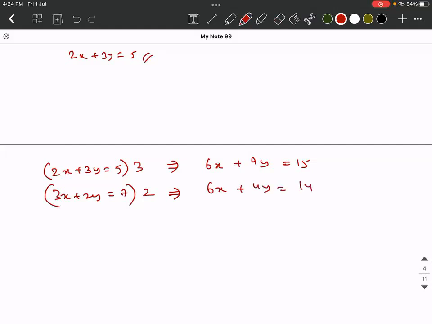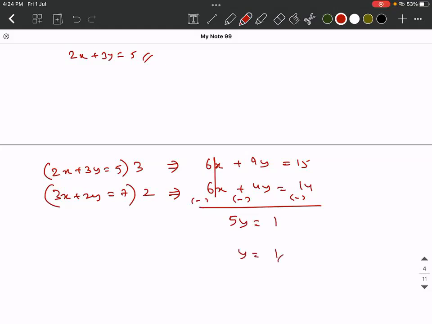Why did I multiply the first equation with 3? Because I wanted to eliminate the coefficient of x. So what is the coefficient of x? So what is the LCM of 3 and 2? That is why I multiplied with those numbers to make it 6. Okay. So when we subtract, the sign will get changed. Is that clear? So 6x and 6x will get cancelled. 9y minus 4y is 5y, is equal to 15 minus 14, which is 1.